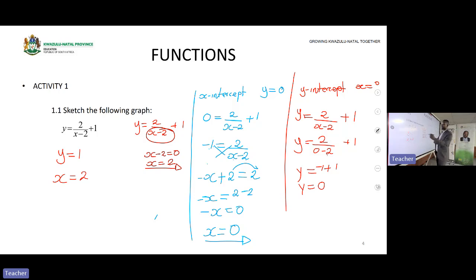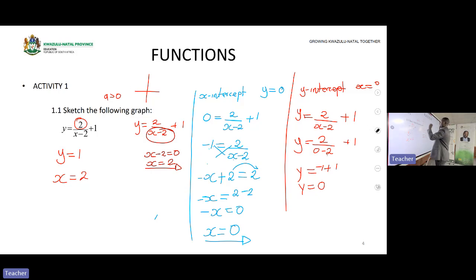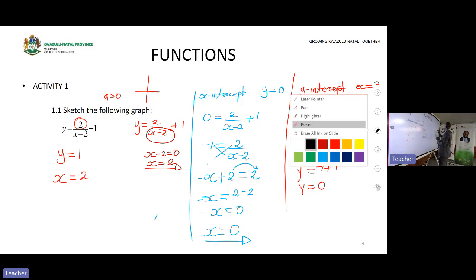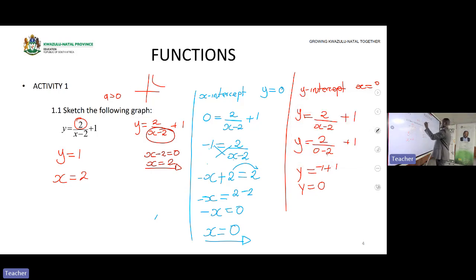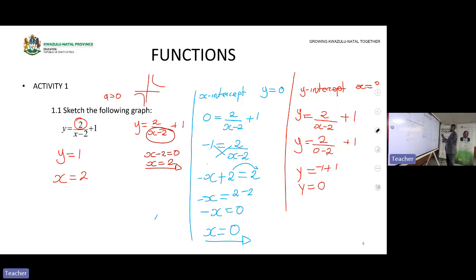Also, please bear in mind that the value of A determines the shape of the graph. Our A here is greater than 0. We said if A is greater than 0, then your graph will be in the first as well as the third quadrant. Please remember, our x-intercept is 0 and our y-intercept is 0. So it's now time for us to sketch this graph.